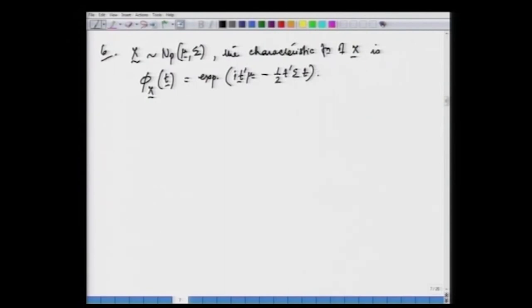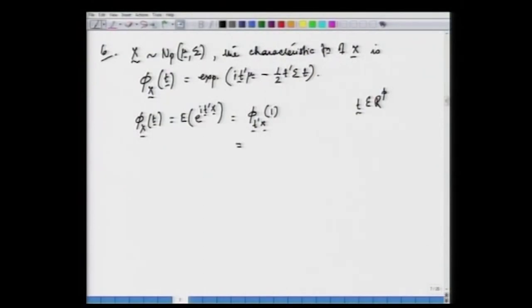How do we get this? Well, we can talk about the characteristic function of a random variable very easily, and that random variable is nothing but the linear combination of this x. So, we talk about phi of x at t, which is by definition expectation of e to the power i t prime x, but this can also be the characteristic function of the variable t prime x at 1, t belonging to R p. And what is the distribution of t prime x? This is nothing but univariate normal with mean t prime mu and variance t prime sigma t. So, we know what the characteristic function of a univariate normal distribution is. We have to be careful that now this is at 1.